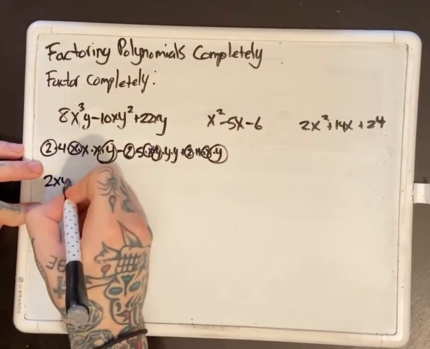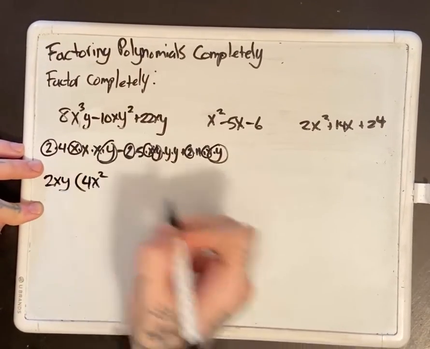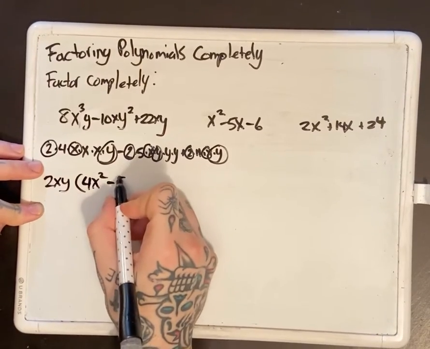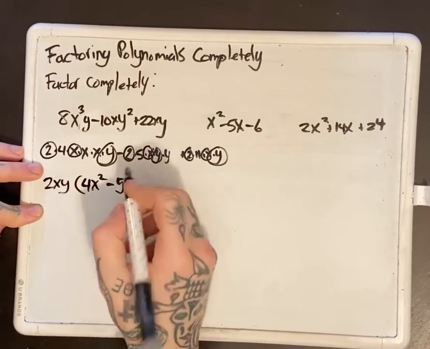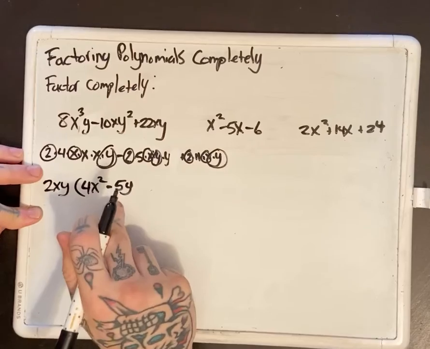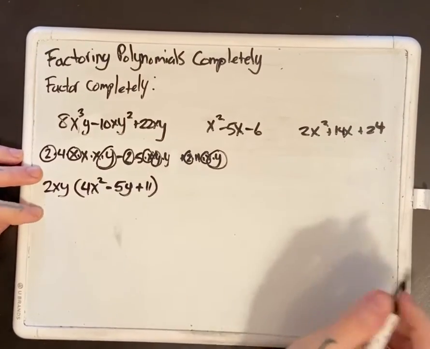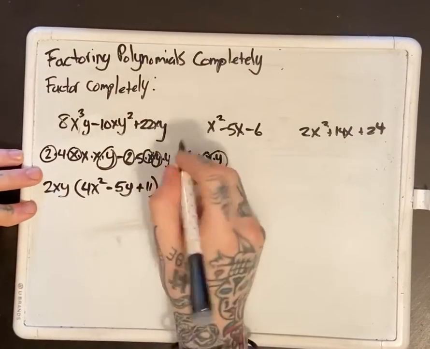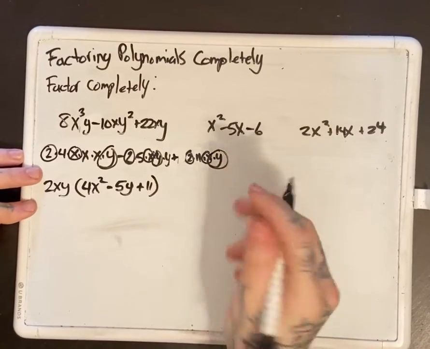So we're going to get 2xy, and what's left in the first term is 4x squared minus 5, there should only be 2 y's there. So there's going to be 5y here plus 11. All right. And by looking at this, we can see that it can't be factored anymore because there are no more common factors.